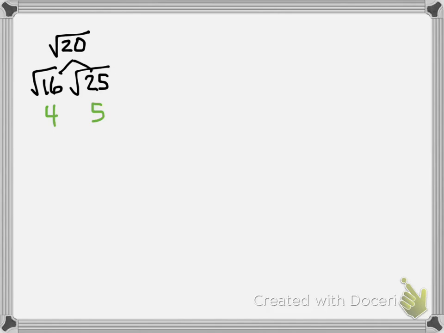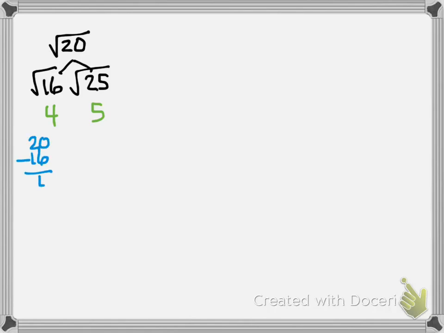That's not enough information because every single number on that number line falls somewhere between 4 and 5. Where exactly does it fall? So this is where I have to do my next step. My next step says, okay, is my number 20 closer to 16 or is it closer to 25? So I do a couple little quick subtraction problems.